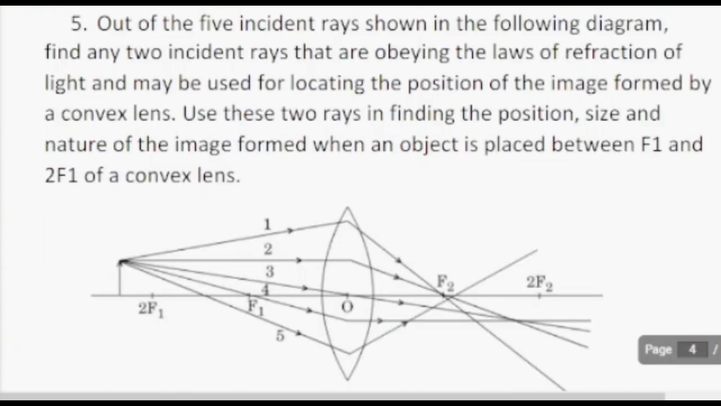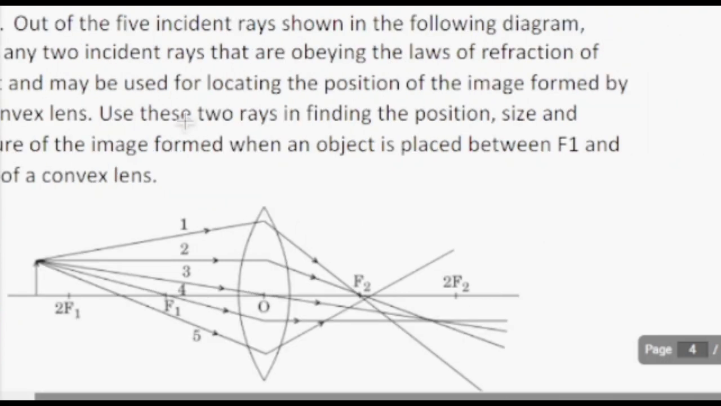Next question: out of the 5 incident rays shown in the following diagram, find any 2 incident rays that are obeying the laws of refraction of light and may be used for locating the positions of the image formed by a convex lens. Usually we use 2 rays only, right? Use these 2 rays in finding the position, size and nature of the image formed when an object is placed between f1 and 2f1 of a convex lens.